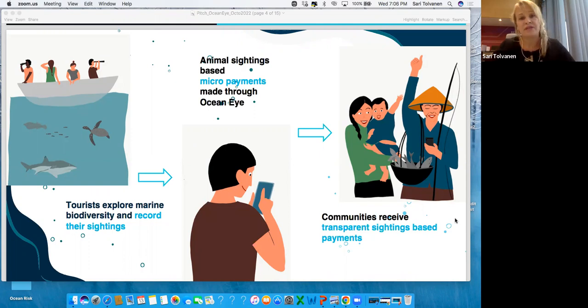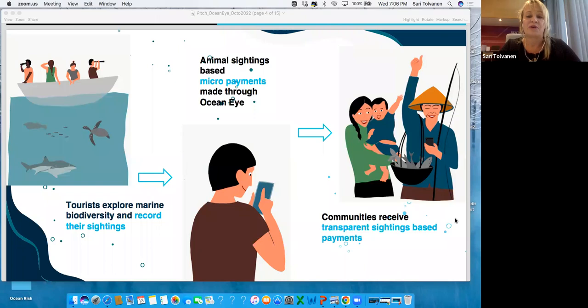And there are two ways of operating the app. Either the tourism operator will be the one who runs it, and you enter the group, you log in the sightings, and then you administrate the payments to people and they will make the transfers, or you as a tourist can just log in, make your own account, put in your own locations, and then collect your own data and make the payments at the end of it.